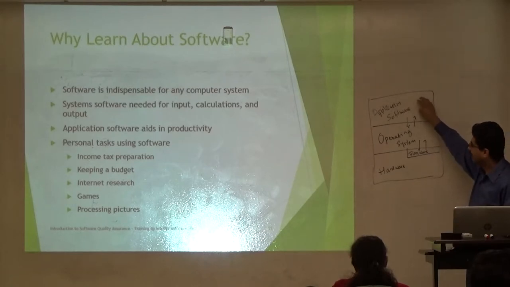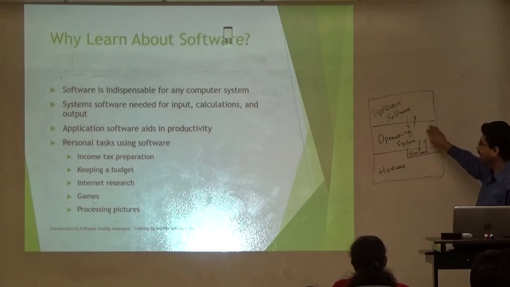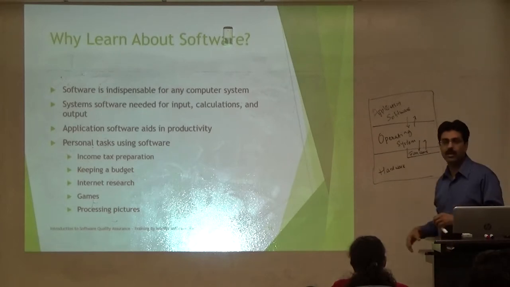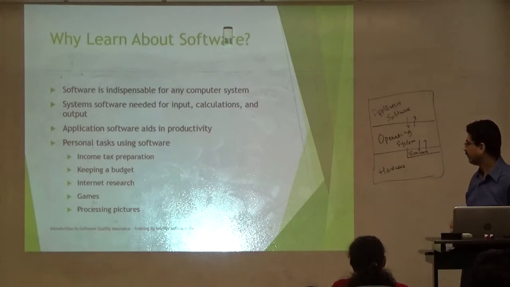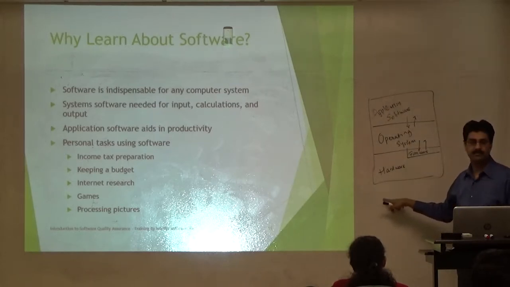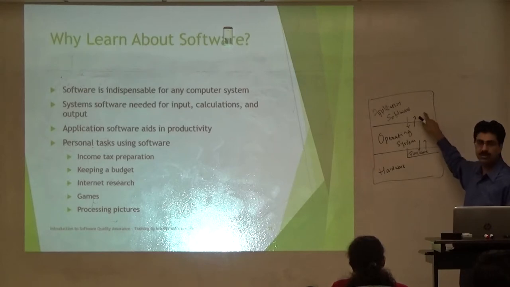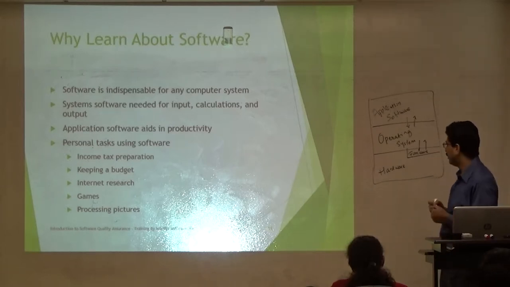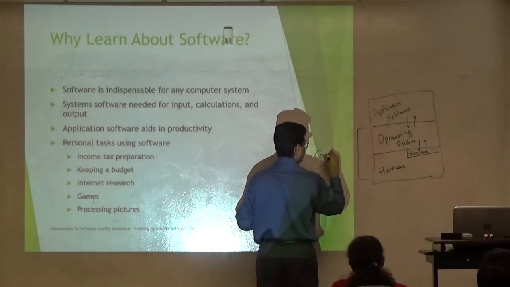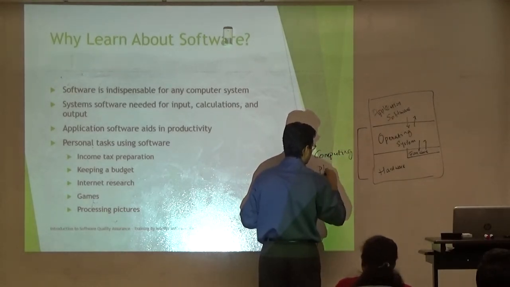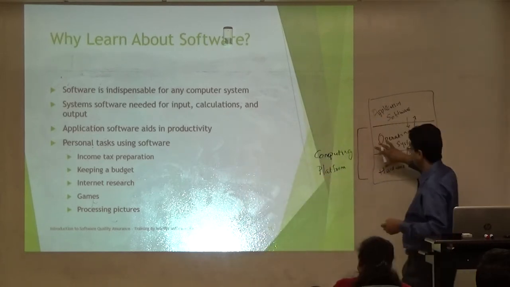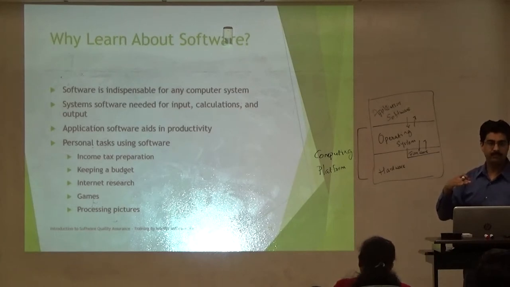Application software is the one which typically provides productivity. Operating system software typically controls the underlying hardware. So when somebody talks about a computer system, they're talking about this entire thing. You can't have hardware alone and expect it to give any productivity. You can't have application software standalone either. It needs to run on some platform. A lot of times you will hear the word computing platform. The operating system and hardware essentially form the computing platform, and the application software is the productivity.